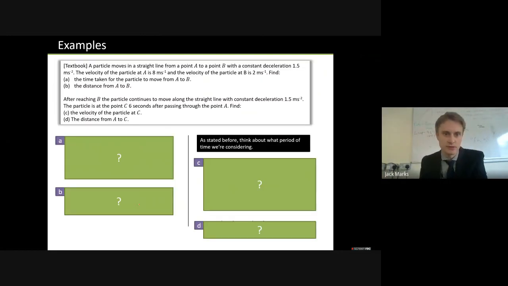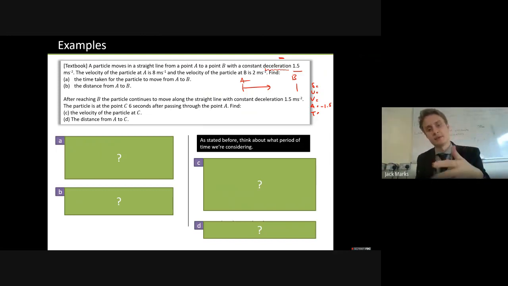A couple more examples. So a particle moves in a straight line from A to B. It moves with a constant deceleration. Aha. So that's like a negative because it means you're slowing down. Deceleration 1.5. So already I'm a little bit cramped for space here, but I'm thinking this is a value to write down, minus 1.5. The reason why it's minus is it's a deceleration.